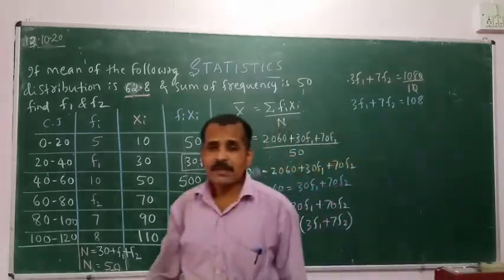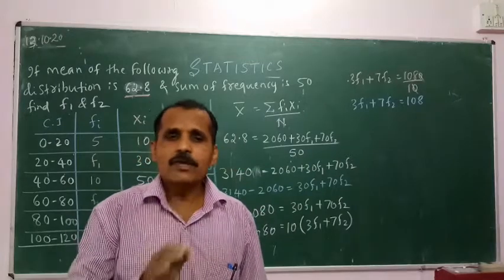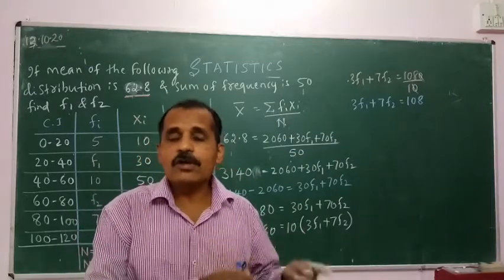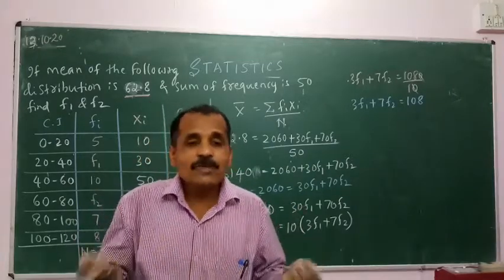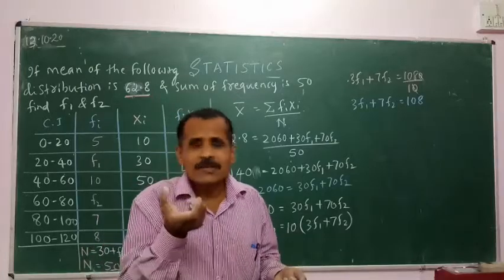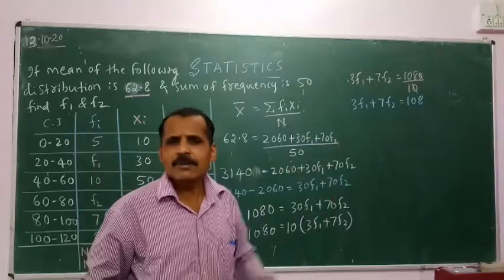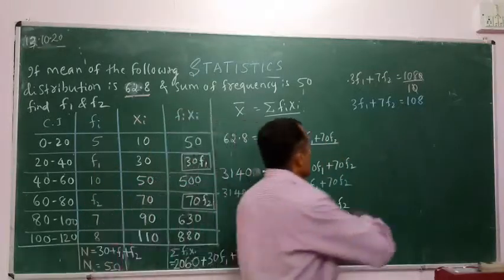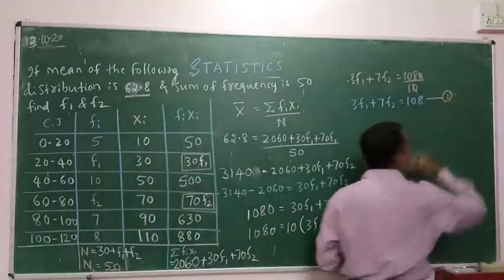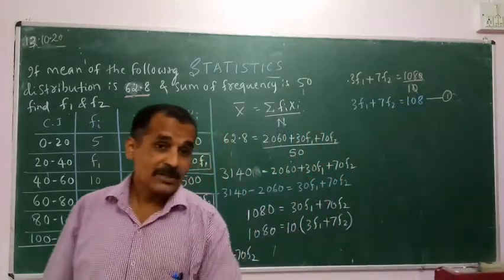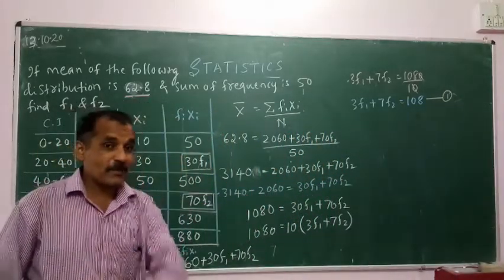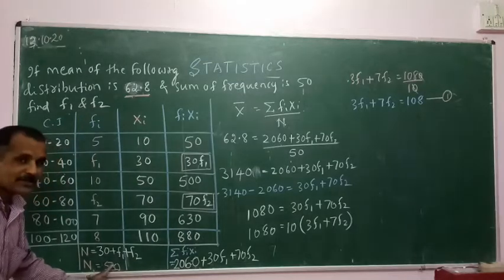My dear children, we got neither the value of F1 nor the value of F2, but instead we got an equation: 3F1 plus 7F2 is equal to 108. Nothing can be done, no problem. Let me call it equation number 1. Now the next part is very, very important.